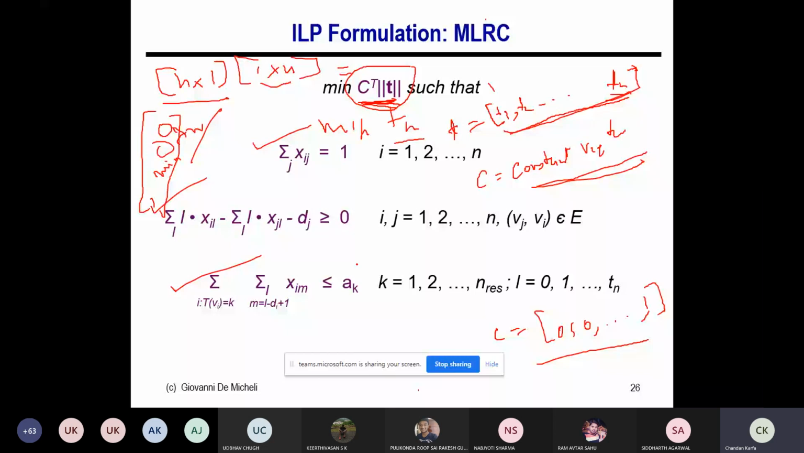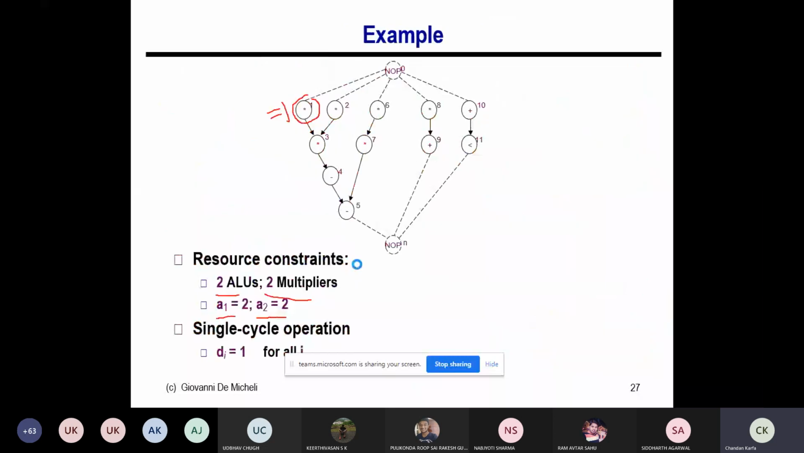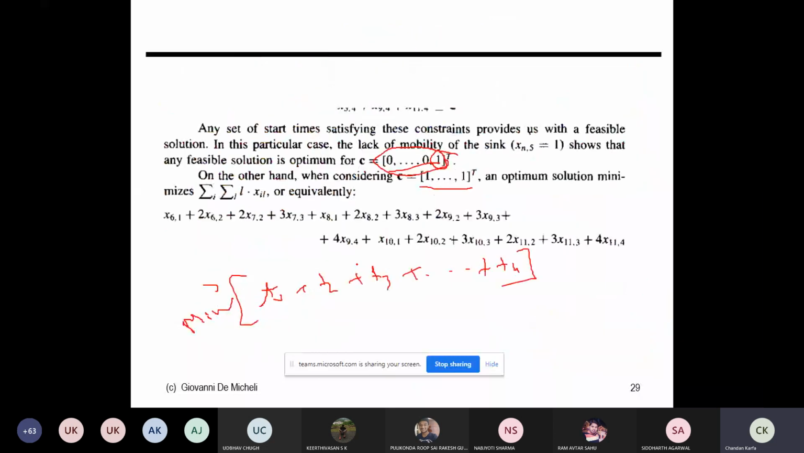Now, if you consider all of them as 1, then what is the expression? It is the minimization of T1 plus T2 plus T3 plus Tn. So what does it mean? My whole purpose is to find the values of T1 to Tn such that this whole expression value is minimum among all possible values. T1 to Tn has many possible values.